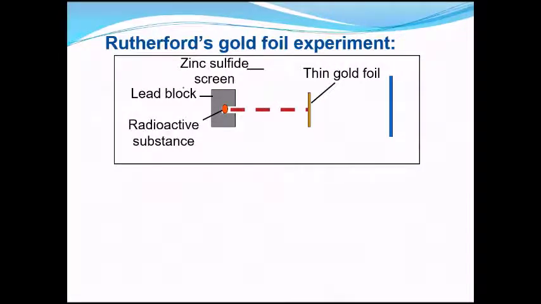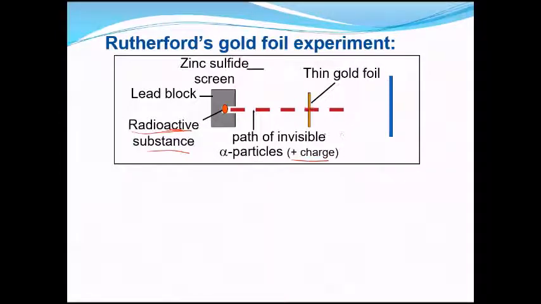So he had it set up with this radioactive substance here because he's going to shoot alpha particles at the gold foil. Alpha particles are a type of radiation which we'll learn more about in nuclear. They do have a positive charge. They're basically helium nuclei. And when he shot them at the gold foil, a lot of them went through, a few of them bounced off.